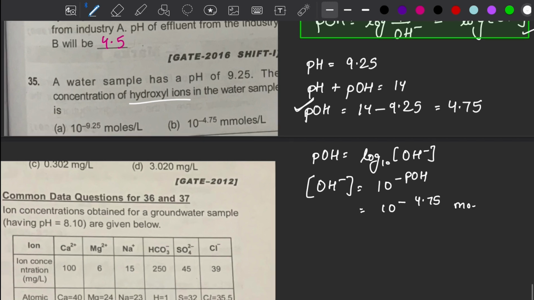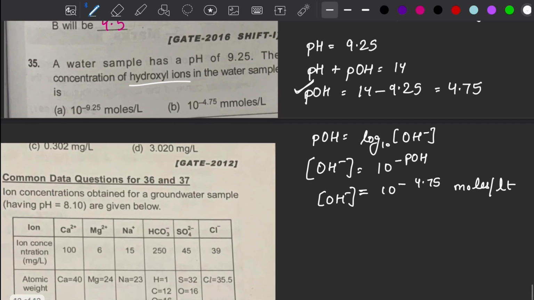moles per liter, right? This is the OH minus ion concentration. Now this is an option, that is option number B, but first we need to see that it is in millimoles per liter, not moles per liter, and this is wrong, so this is also wrong. Remaining options are C and D. Let's solve it further, and we get the moles per liter concentration they are asking.